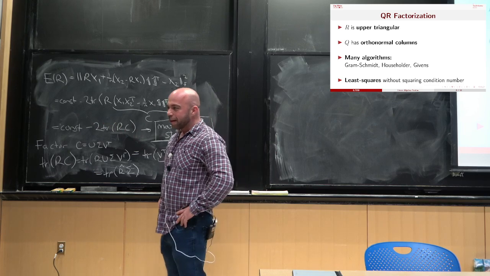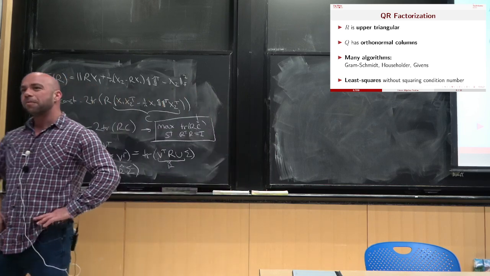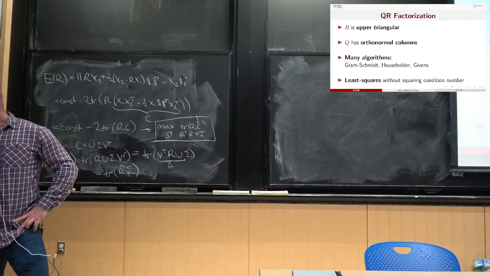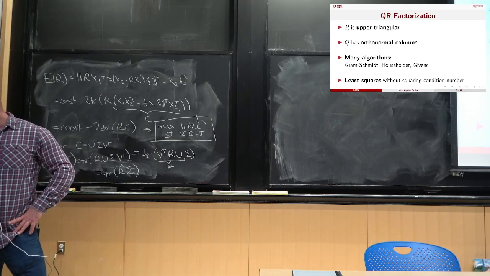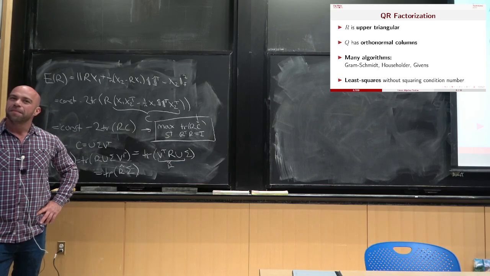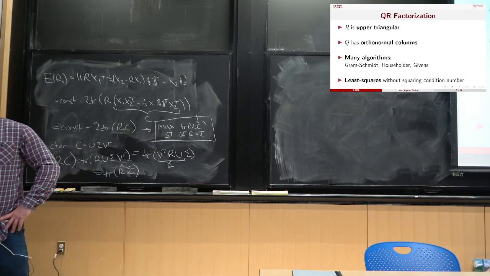And the good news is that that allowed us to solve the least squares problem without squaring the condition number, which was sort of our goal to start out with there. Moreover, there are some applications we'll see later where you only need Q or R, but not both, which is kind of fun. Okay.